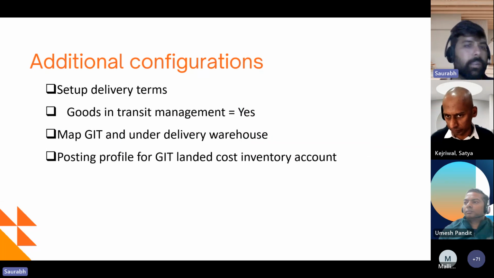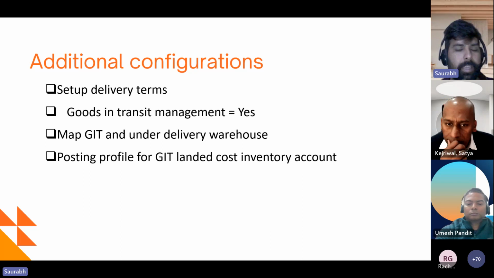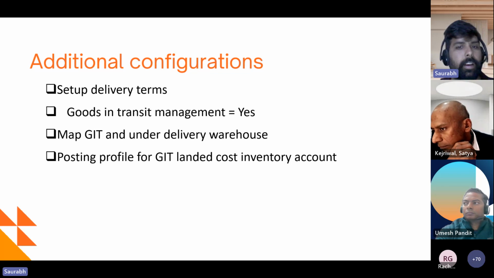What we need to do is set up a delivery term, or the terms of delivery. There is a checkbox, goods in transit management equal to yes. We need to enable that first. The second configuration is that against the main warehouse where the goods will finally be received, we need to map the GIT warehouse, the goods in transit warehouse, and one under delivery warehouse in case you receive partial shipments.